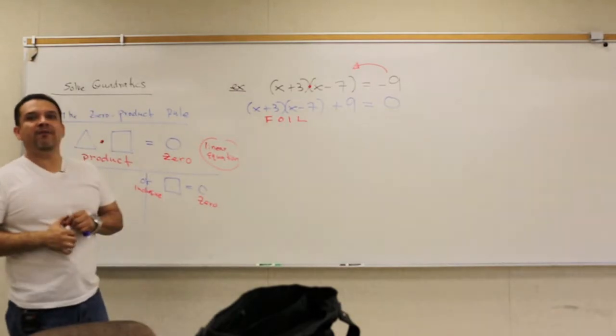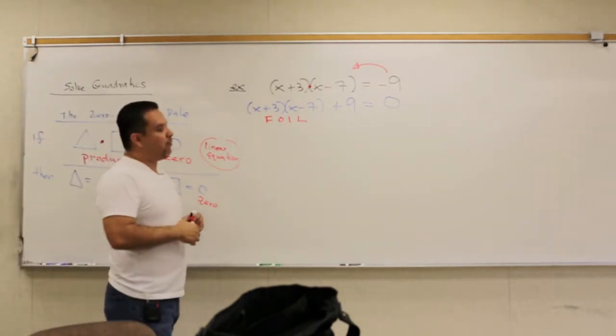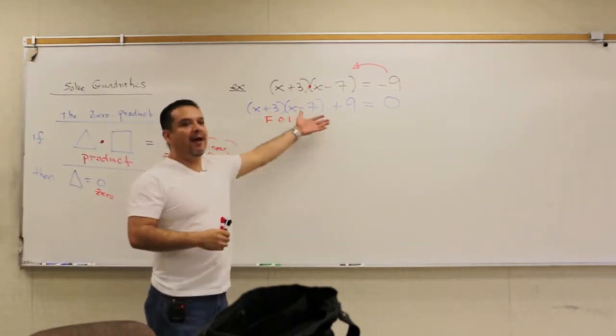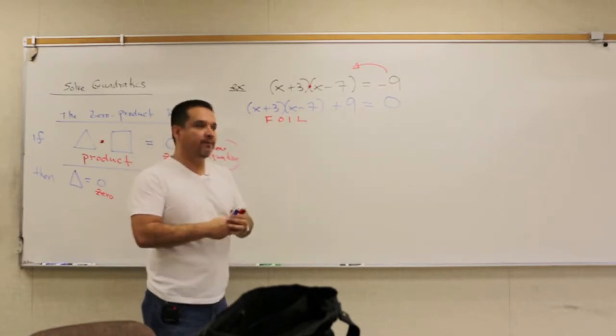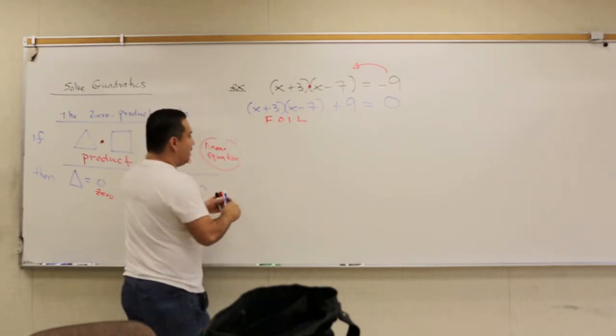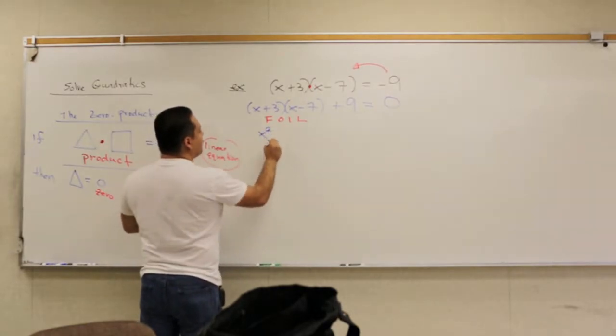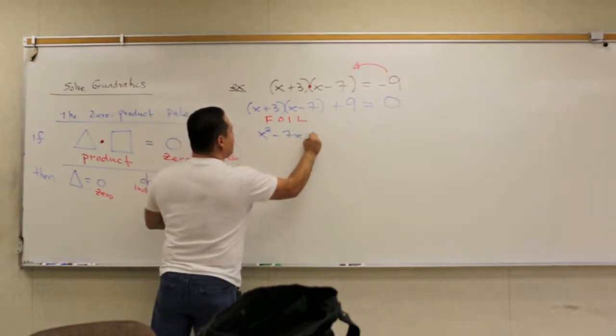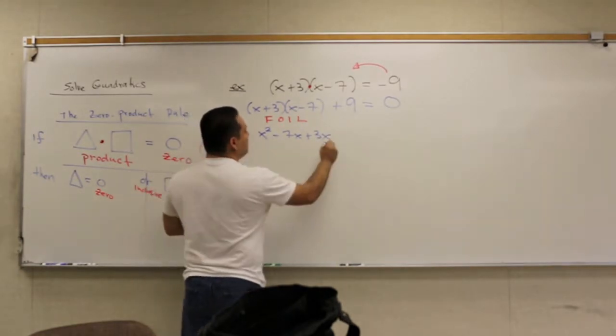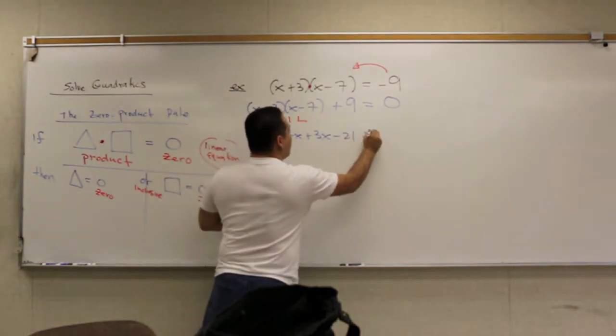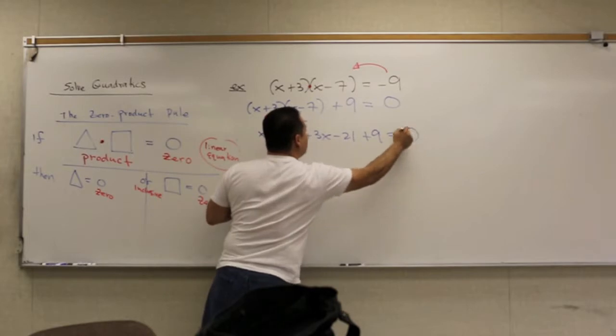Okay, you got to do some simplification. You say, what do you mean? Yeah, use FOIL and add the 9 to the constant term. So let's try this out. By FOIL, you get first term is x squared. Outer term is minus 7x. Inner term is plus 3x. Your last term is minus 21. You're going to add it to your 9 here and get 0.